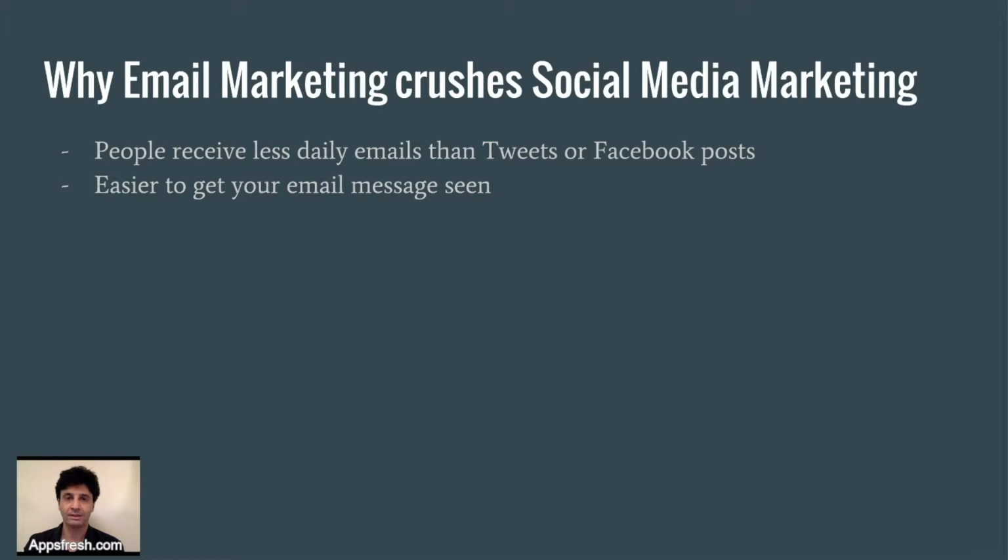Go to your Twitter account and check how many tweets you receive daily on average. What is it? 50, 100, 500, 1,000, even more, right? And how many Facebook posts do you receive on your feed, on your wall? At least 100 or 200, right? Now, how many emails do you receive daily? 5, 10, 20, maybe 100 if you're doing great. Email marketing performs better because there is less clutter, so you stand out more easily.